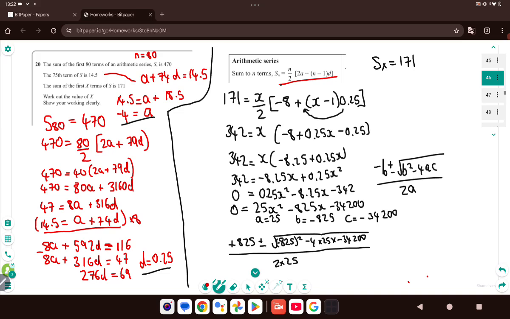That should give you 4,100,625, which I'm hoping to square root. If I square root the answer, yes, I get 2025. So 825 plus or minus 2025 all over 2 times 25, which is 50. Now it's just going to be the positive answer, so 825 plus 2025 divided by 50 gives us 57. That is x. Done.